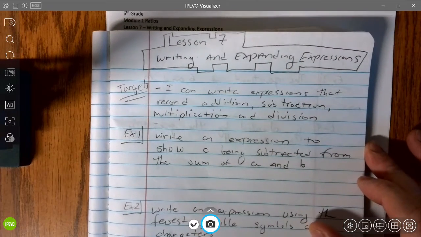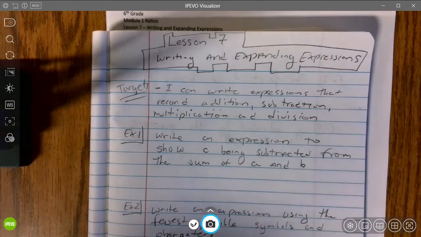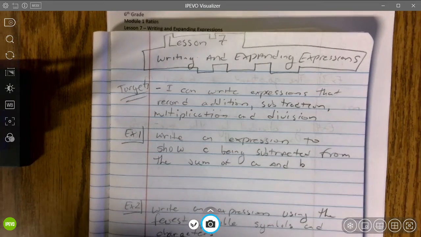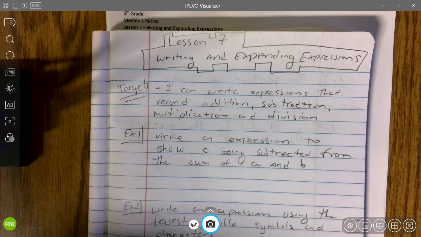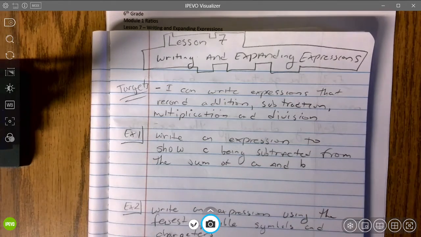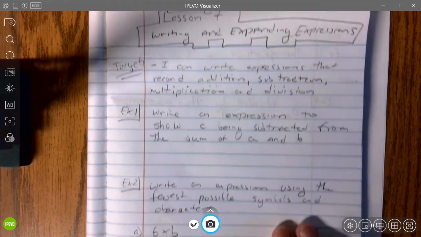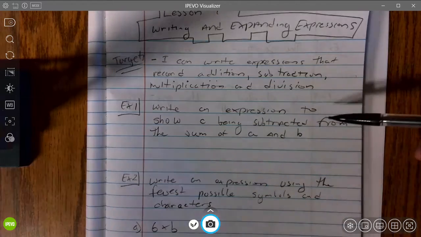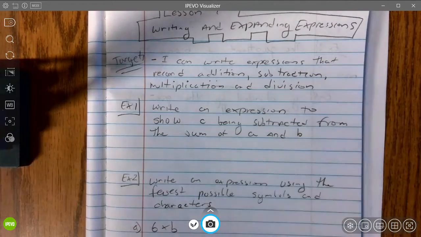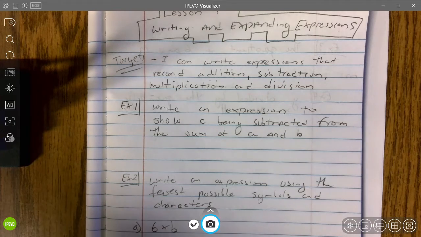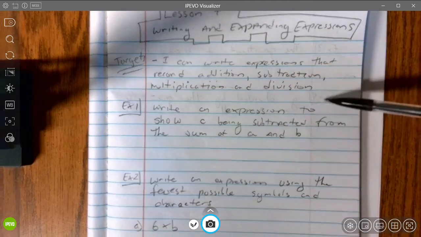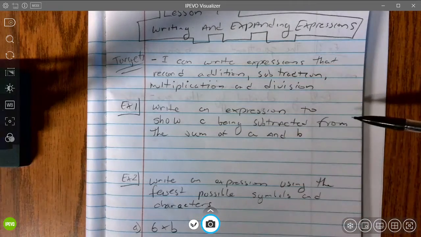Today we're going to be working on lesson 7, writing and expanding expressions. My target for the day is I can write expressions that record addition, subtraction, multiplication, and division. What we're going to be doing today is we're going to be given some sort of verbal description of an expression, and then we have to write the mathematical expression that shows what is being written here. So what does that mean?